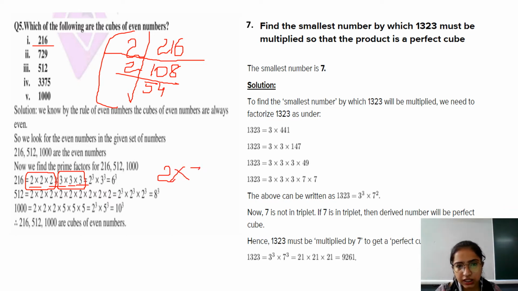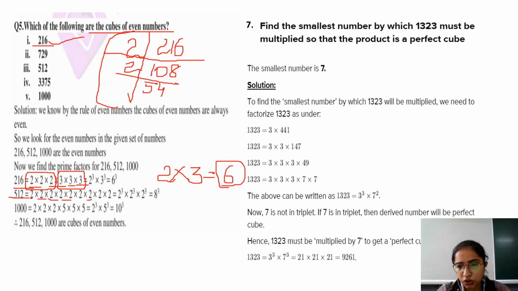So this one is the cube of only 6. Clear? So this will be 216. Cube root of 216 is 6. So this is even number. So yes, you can say that 216 is cube of even numbers. Clear? Like this only you have to do for 512. 512, first of all you will make the factors. It will be 2 into 2 into 2 into 2 into 2 into 2 into 2, like this.